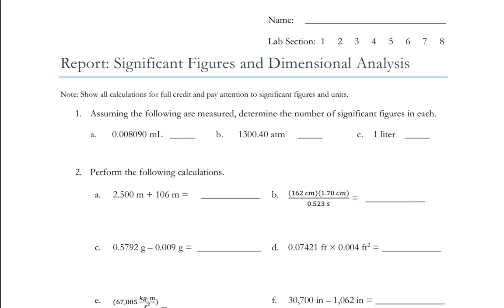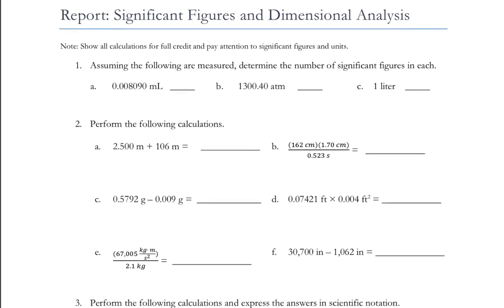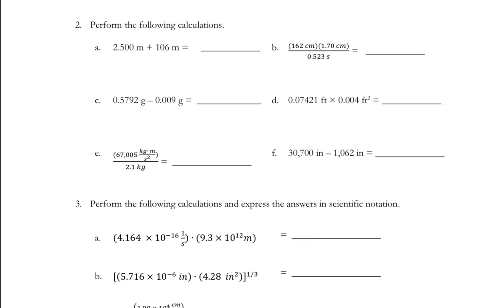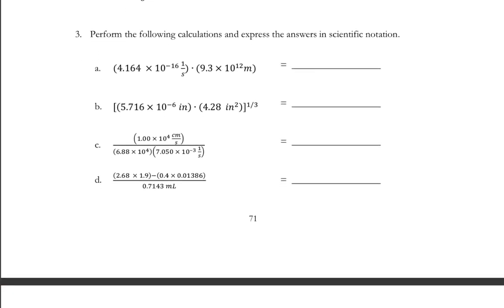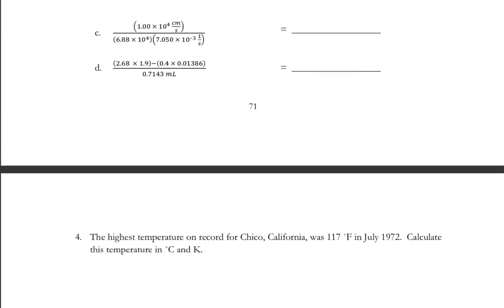Alrighty, so note, show all calculations for full credit and pay attention to sig figs and units. So always think about reporting the correct number of sig figs and include units. So you're just looking in problem 1 at those numbers and writing out how many sig figs they have. Problem 2, you're doing calculations, so think about the rules for addition and subtraction, and multiplication and division. And for number 3, you're asked to report your answers in scientific notation.